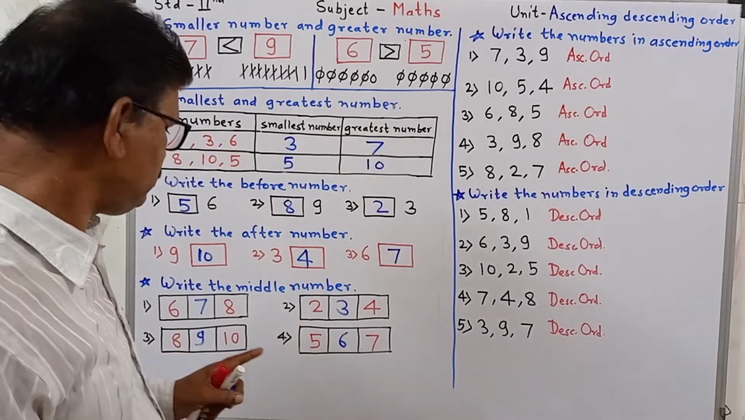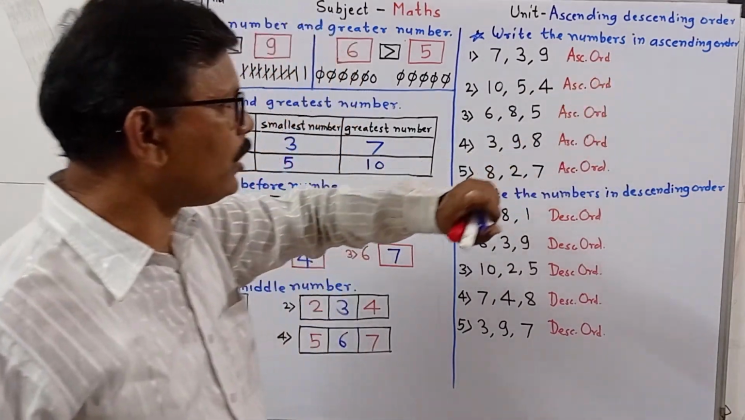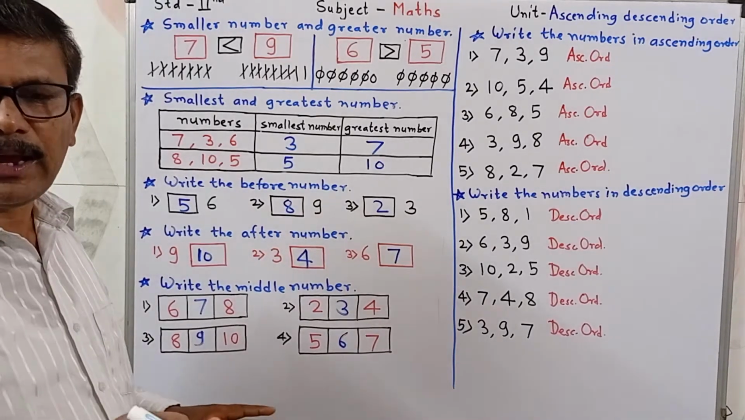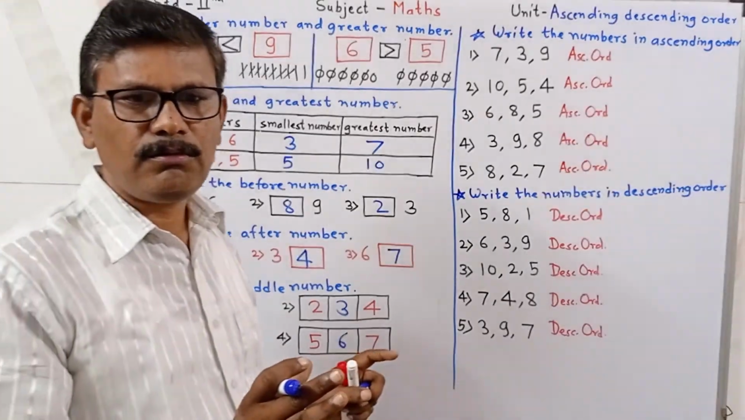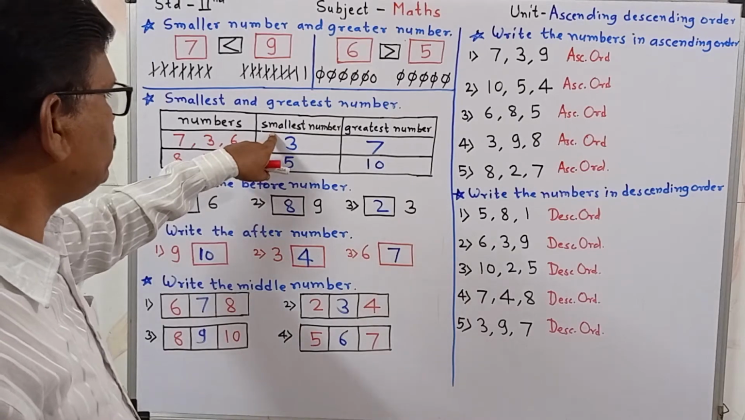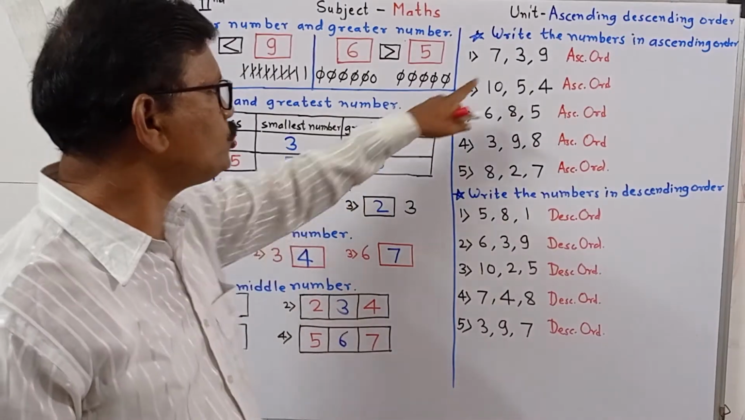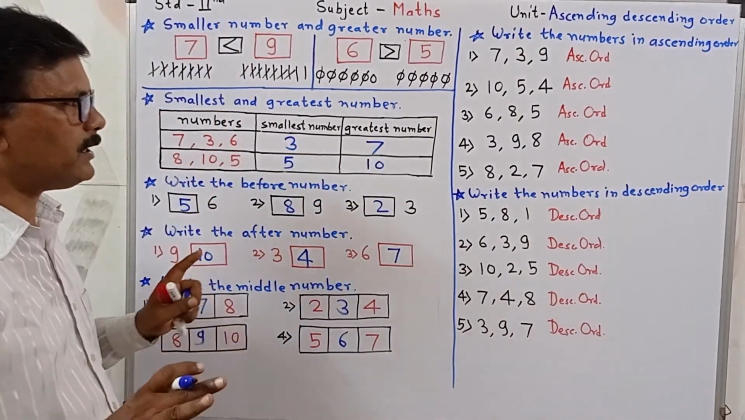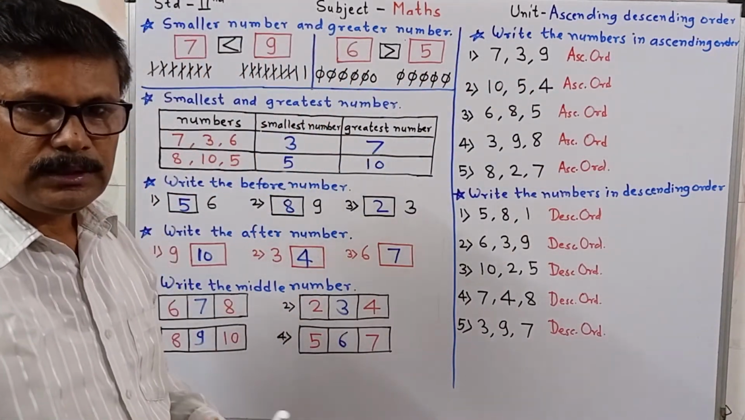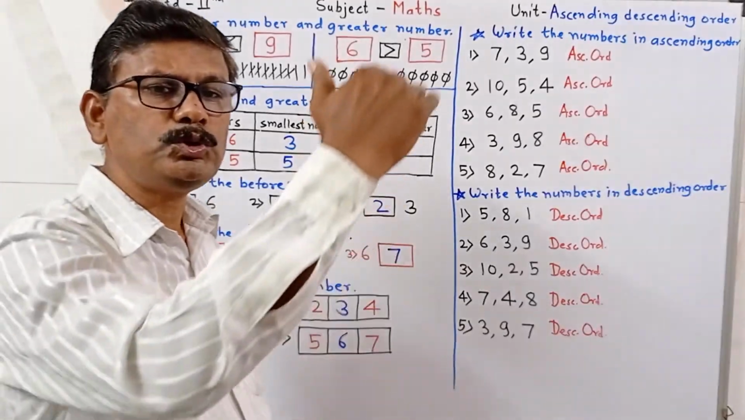We can do this. We can write the ascending order by this method also, by counting. We know how to recognize and determine the smallest number and greatest number. This is the same method we can use for this also. The same method. Ascending order means what? Smallest to greatest. Ascending order means smallest to greatest.